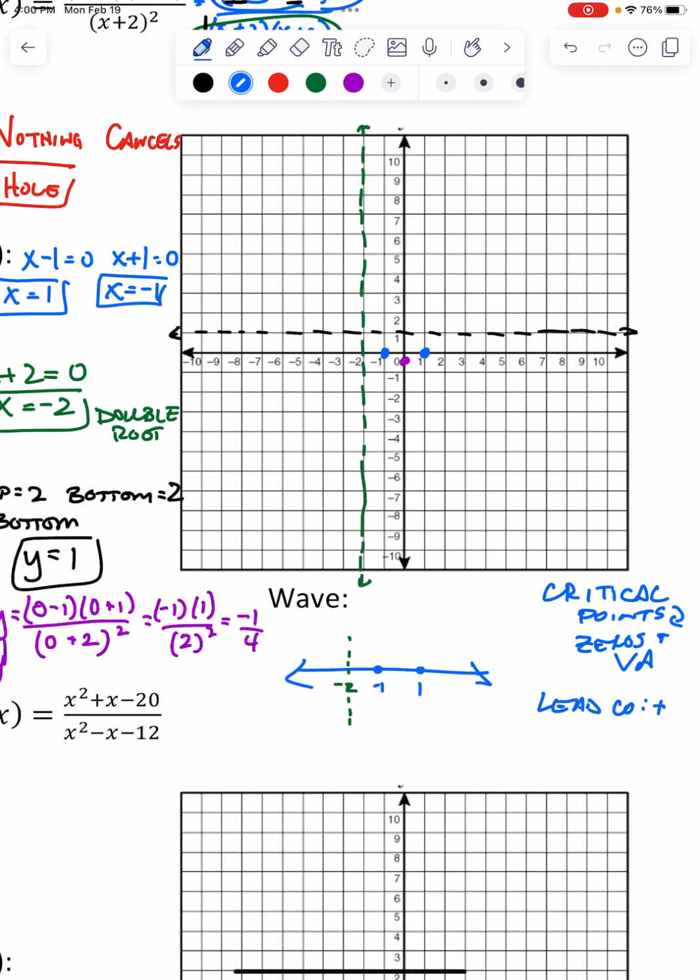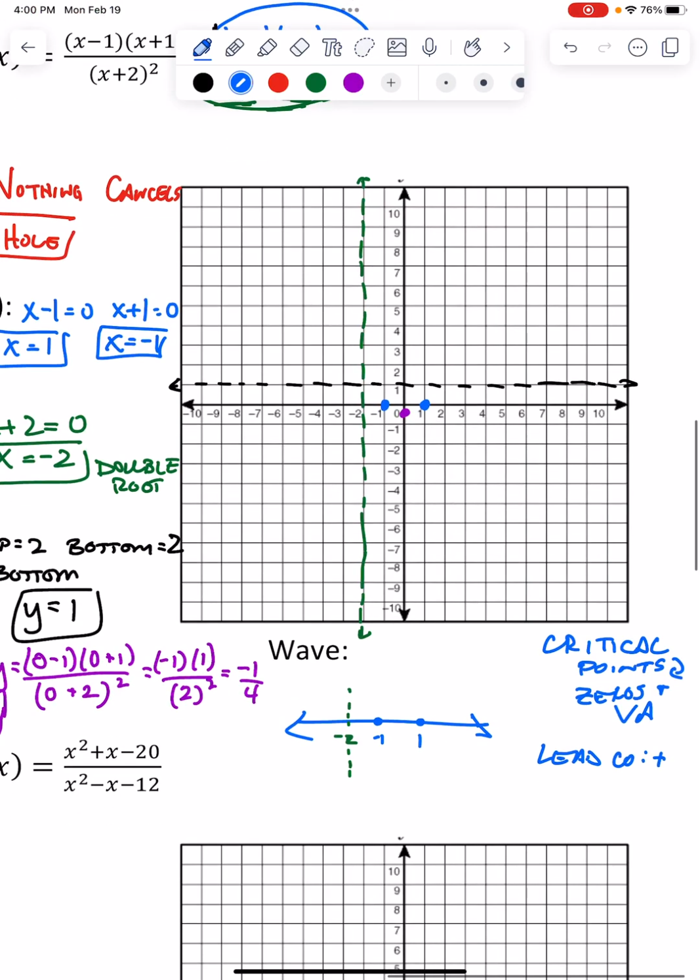So for our wave, leading coefficient is positive, right? Whole fraction up there is positive, so that means the right side is up. So we're up on the right. And then we have a double root at negative 2. So we're going to bounce at negative 2. So everywhere else we're going to cross. So we're going to cross at 1, cross at negative 1, and then we're going to bounce at negative 2. So we're going to see something like that.